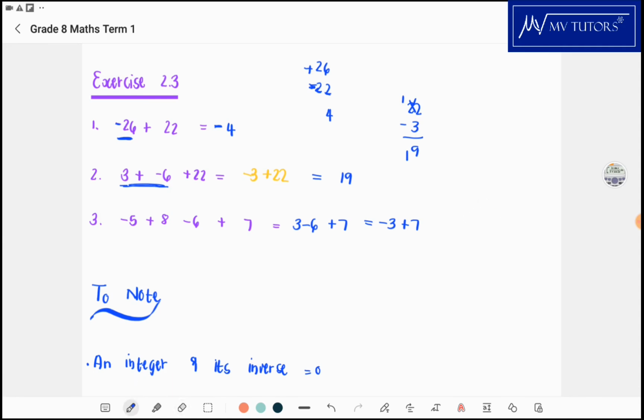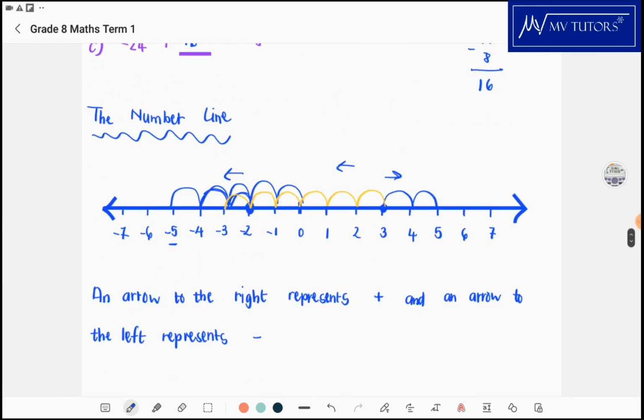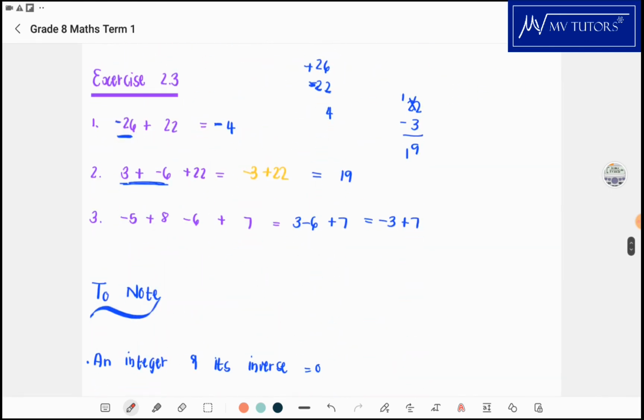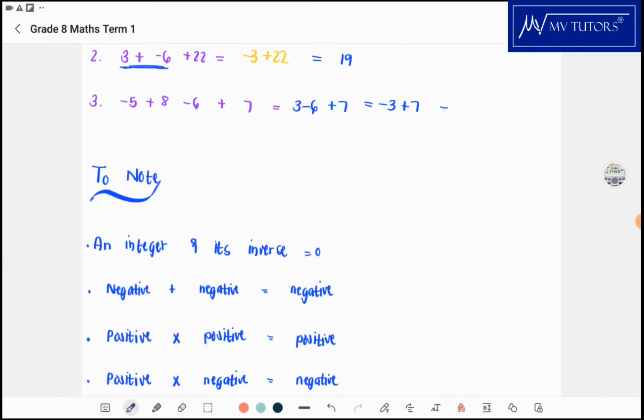So minus 3 plus 7, if I have a number line, I'm going to the right. Okay, so minus 3, let's get a different colored pen. There we are, minus 3 plus 7. So 1, 2, 3, 4, 5, 6, 7. And then I'm left with 4. So basically minus 3 plus 7 is going to give us positive 4.